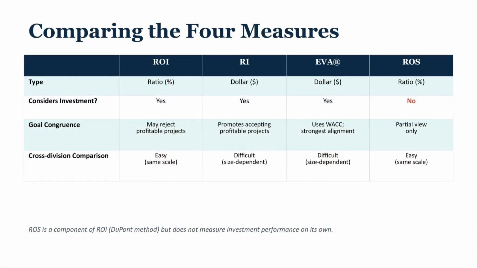Let's compare the four measures side by side. ROI and ROS are ratio-based percentages. RI and EVA are dollar-based. ROI, RI, and EVA all include investment, while ROS focuses solely on income relative to revenue. EVA offers the strongest goal congruence by incorporating WACC, and RI also promotes sound decisions. ROI risks rejecting profitable opportunities, and ROS provides only a partial view. For cross-division comparisons, percentages like ROI and ROS are easiest.